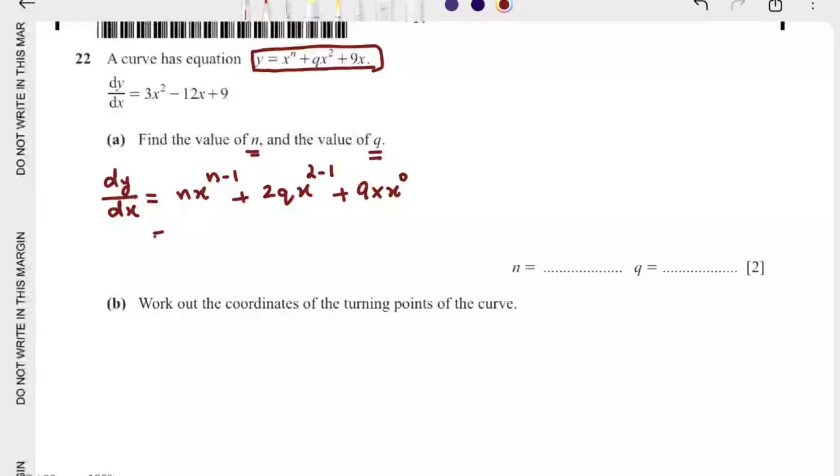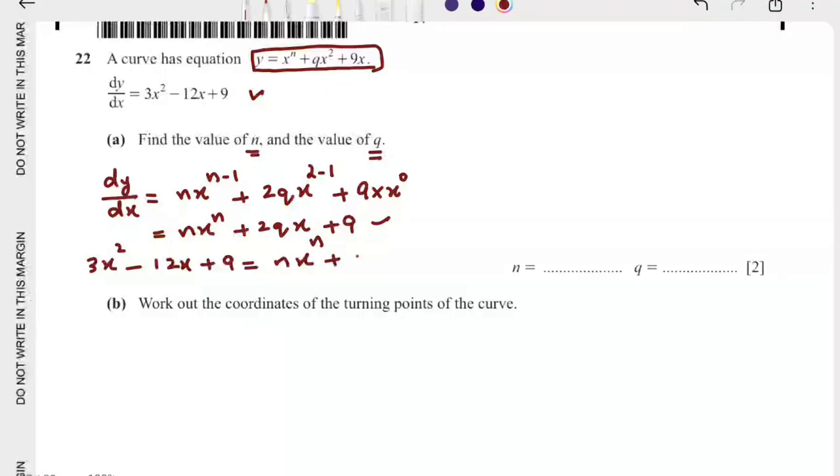Now it will be nx^(n-1) plus 2qx plus 9. Now we will equate this equation and this equation. So 3x squared minus 12x plus 9 is equal to nx raised to the power n minus 1 plus 2qx plus 9. Now we will compare the terms.